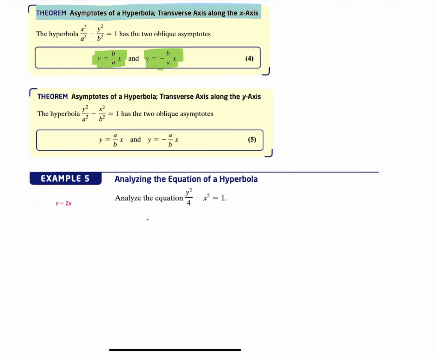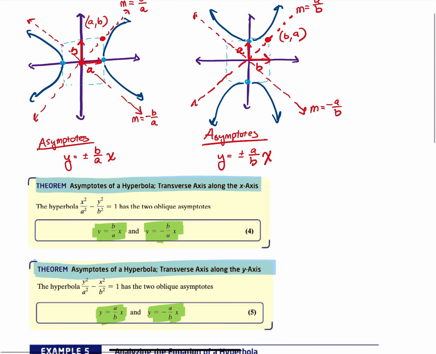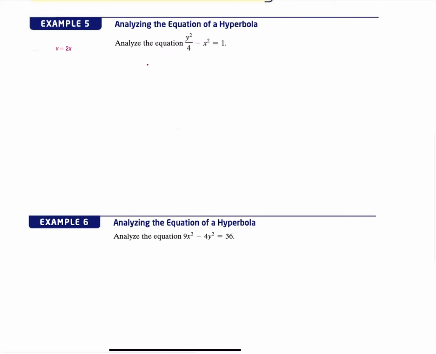So then if y comes first, that means the transverse axis is along the y-axis. So our equations are y equals a over b times x, or y equals negative a over b. So I always just use the box that we create to help me imagine what the equation should be, what the slope of these asymptotes should be. So let's get some practice, working with a few examples.